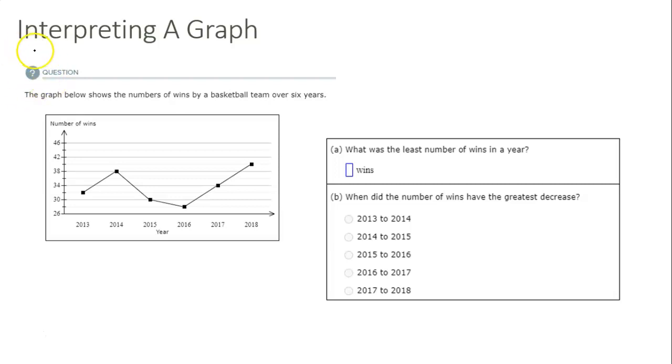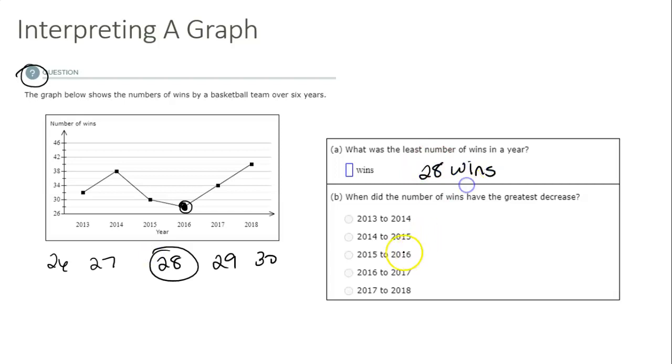You pause the video, see if you can do this one on your own. Very similar to the one we just did, but it is a different graph. What was the least number of wins in a year? That's right here, 2016, but it's not asking for the year, it's asking for the wins, which is halfway in between 26 and 30. So let's see if we can figure out what's halfway in between 26 and 30. So that's 27, 28, and 29. Halfway in between would be 28, so it would be 28 wins for this.